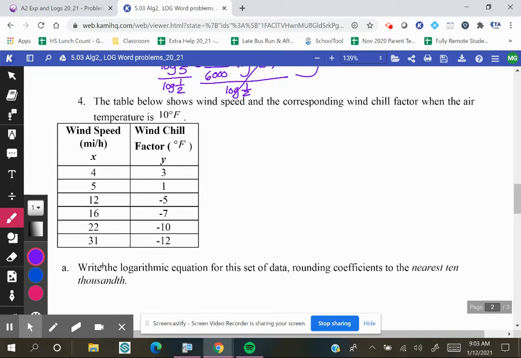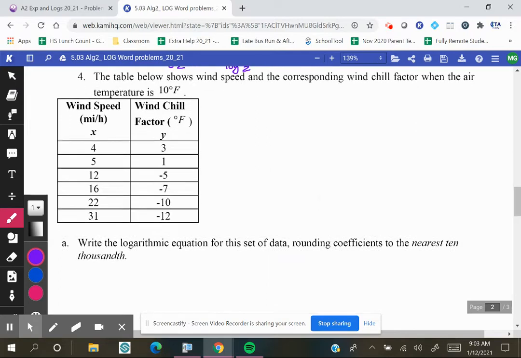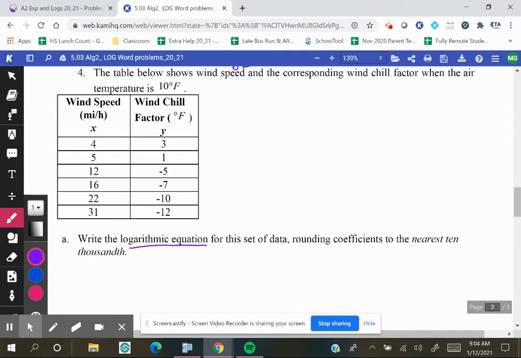So here we have a table that shows wind speed and the corresponding wind chill factor when the air temperature is 10 degrees Fahrenheit. So here we have listed all of our x, our wind speed, and here's all our wind chill. Letter A says write the logarithmic equation. So we're going to be using logarithmic regression. So that's ln reg, not to be confused with lin reg, which is linear regression, which is a straight line, where logarithmic is a curved line. So we want to write the ln reg, or the logarithmic equation, for this set of data, rounding all your coefficients to the nearest 10,000th.